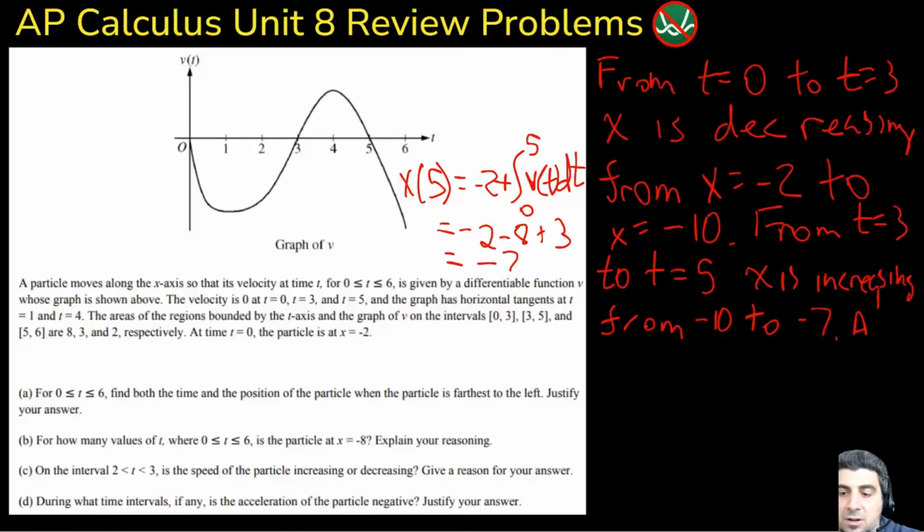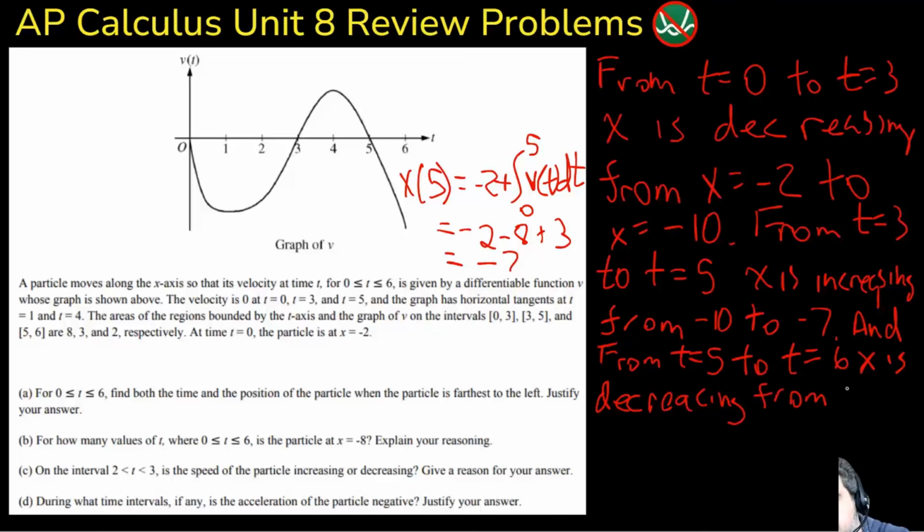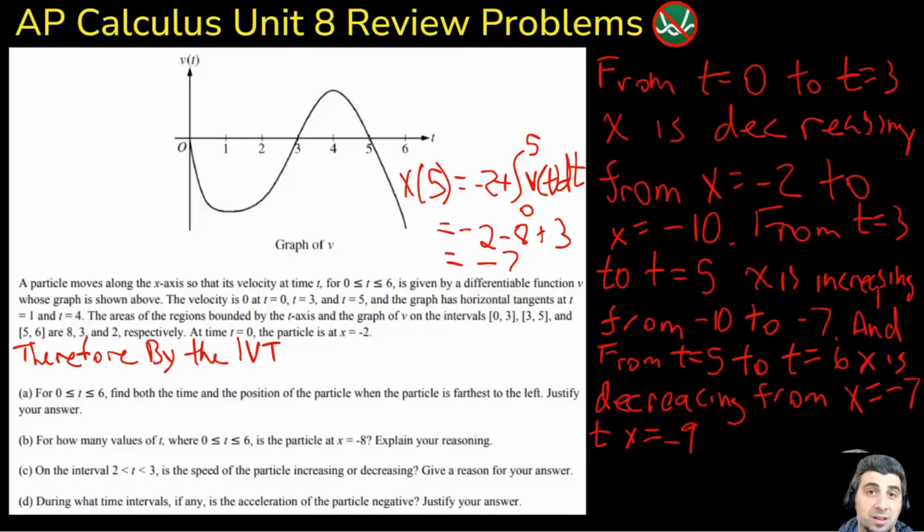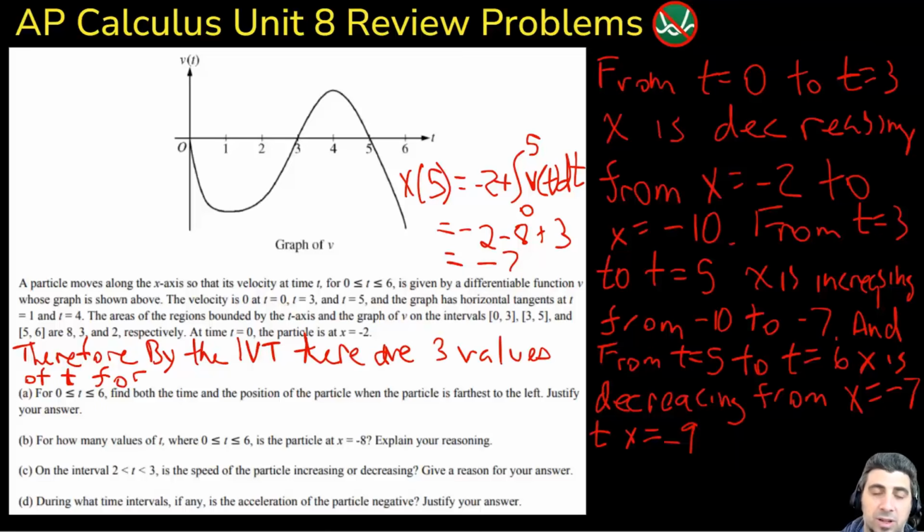And then from t equals 5 to t equals 6, x is decreasing again, and it decreases from -7 to -9. Then you make your conclusion. By the intermediate value theorem, there are 3 values of t for which the particle is at x equals -8. So for this one, you get 3 points again.